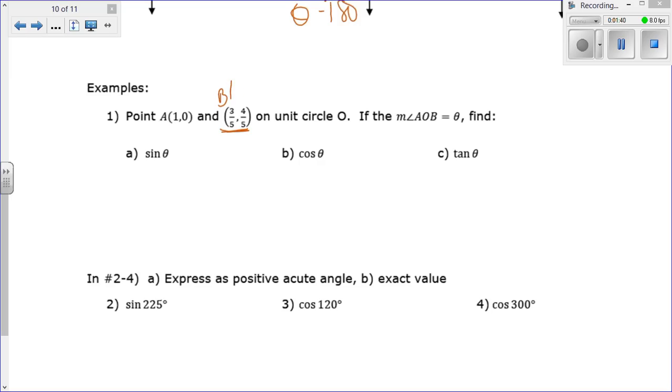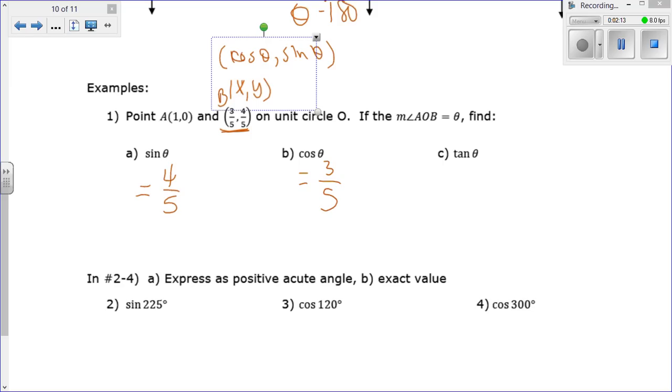Okay, again, everything is in the form of (x, y), and as an ordered pair, it's (cosine theta, sine theta). So this is going back to what we did a couple of days ago. The sine of theta is 4/5. The cosine of theta is 3/5. Our x value is the cosine, our y value is the sine.